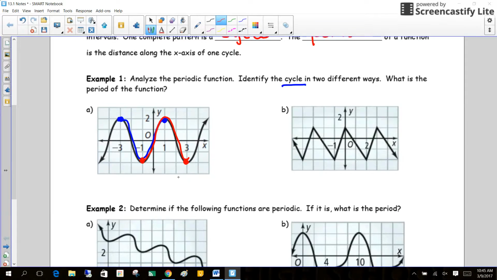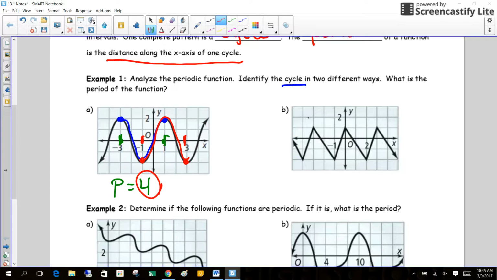And when we're talking about the period, it is, again, the distance along the x-axis for one cycle. So for the blue one, it was from -3 to 1. Well, the distance from -3 to 1 would be a period of 4. You'd get the same thing if you looked at your red cycle. From -1 to 3 is also a distance of 4. So our period for this graph is 4.